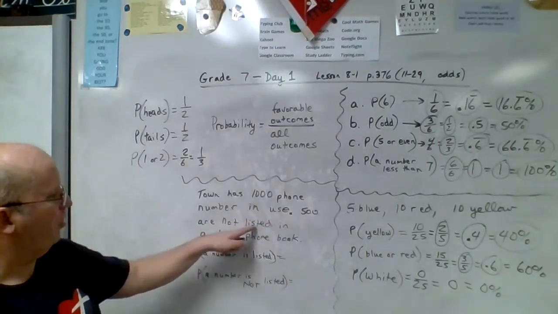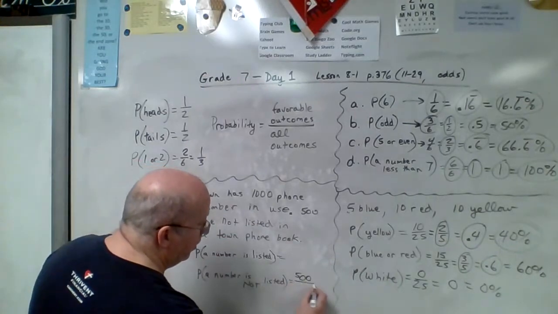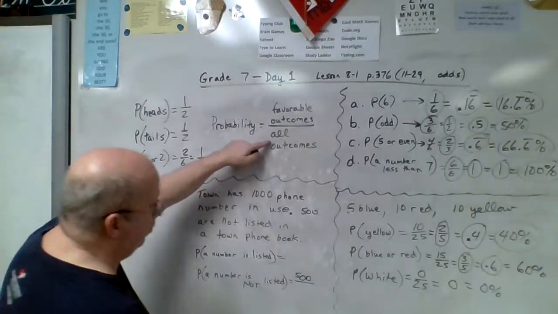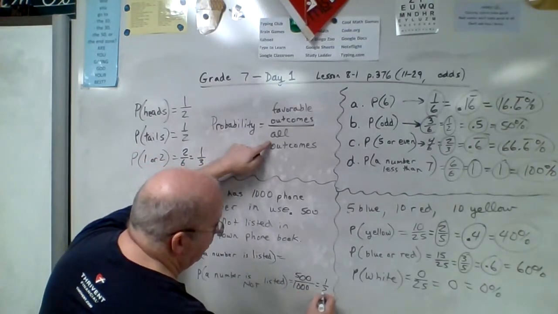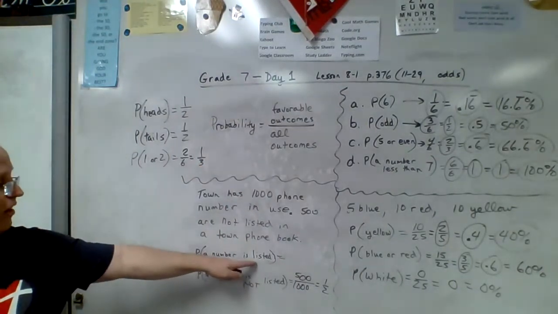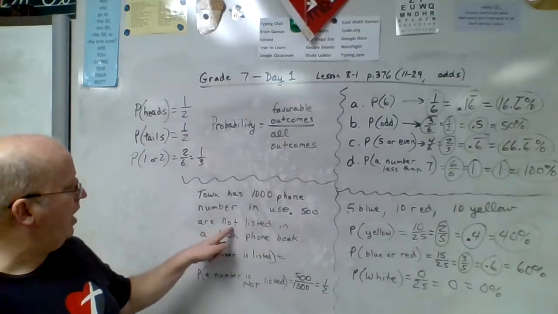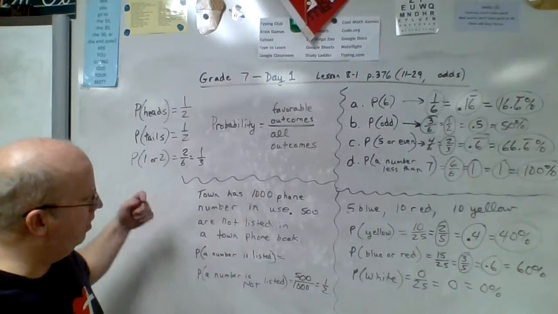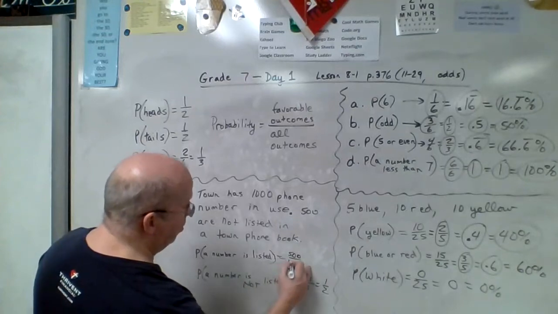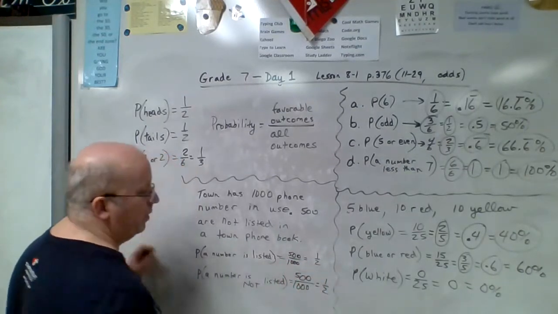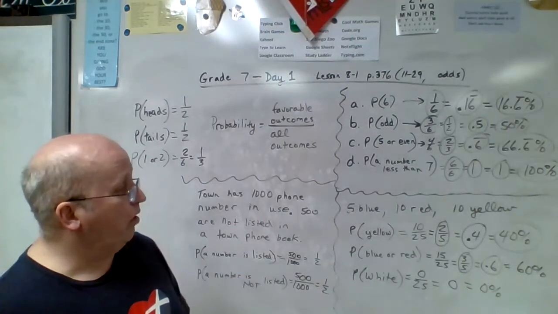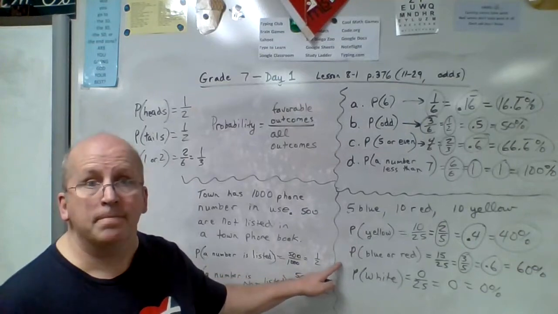Notice there's 500 that are not listed, so that's our favorable outcome. And there's 1,000 phone numbers in all. Hey, this simplifies to 1/2. Second problem, about a number that is listed. Well, it said that 500 are not listed, and we have a total of 1,000. So in this case, 1,000 minus 500, that means there must be 500 that are listed in the phone book. And once again, the probability is 1/2. And remember, we could also write these as decimal numbers, 0.5, and we could also write them as percents, 50%.